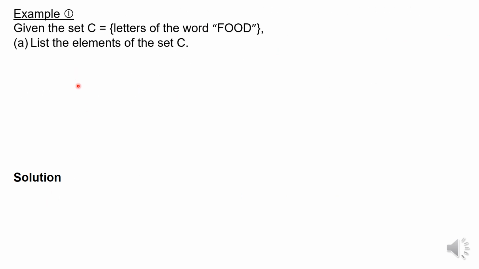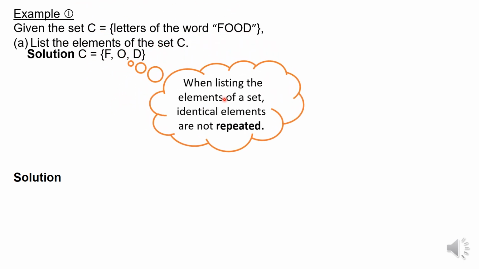So we have got an example here. We have got the letters of the word food that is in set C. And you're supposed to list the elements or the members of this word. Now you have to be a bit careful, and you will see. So I only listed F, O, and D, but you can see there are two O's there. So when we are listing the elements of a set, identical elements are not repeated.